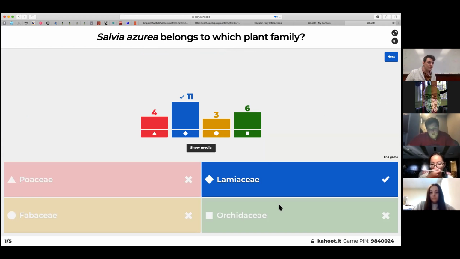Nice. Yeah. So with all the plants, we're giving you the family because there's so many species that learning to group them into families can be a really useful way to organize the information. So the mint family is the Lamiaceae, and that includes the genus Salvia. Poaceae, you should know, is the grass family, and Fabaceae, you should know, is the legume or the bean family. And I think we did one orchid.